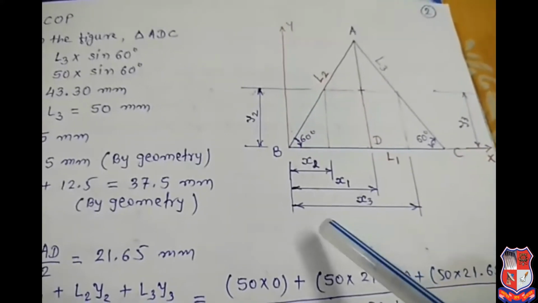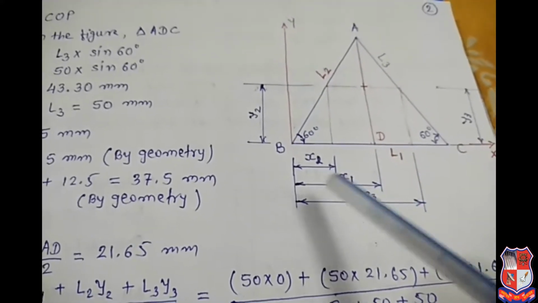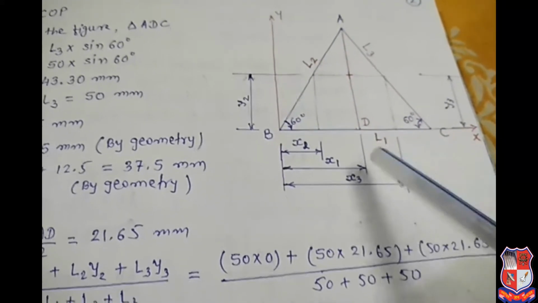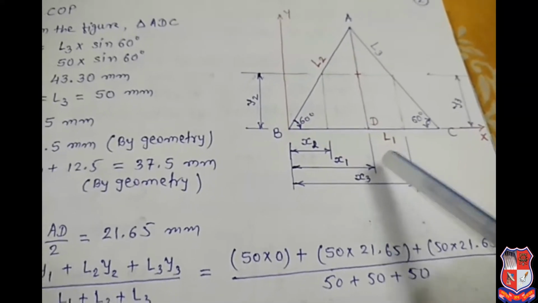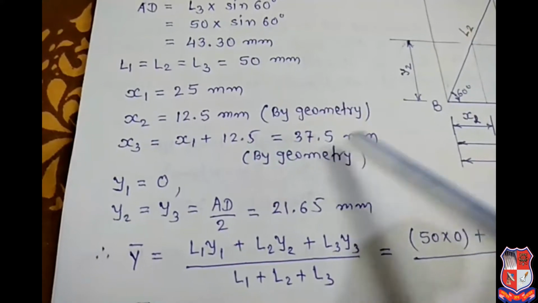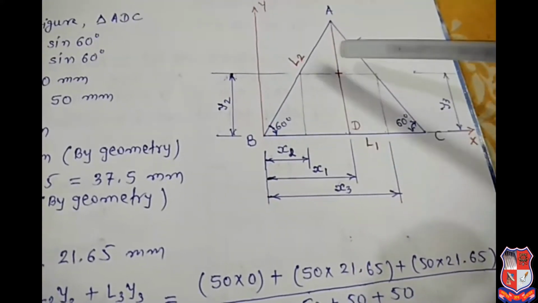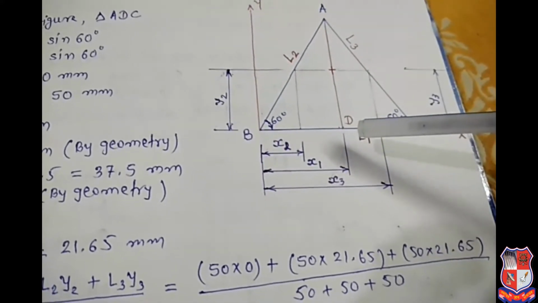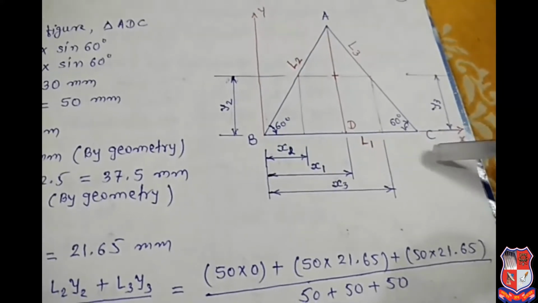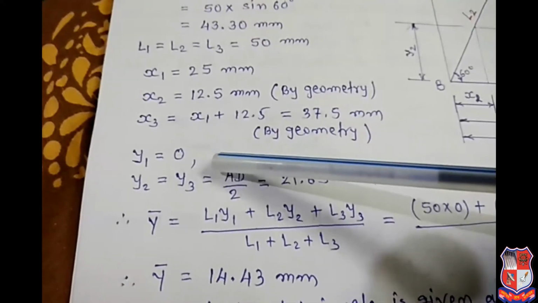Same way, if I want to find out x3, this will come across x1 plus half of this CD. Half of this CD is 12.5. So finally, you can find out x1 plus 12.5 is 37.5 by geometry, right? Now we will find out y1. Y1 is the line center of gravity of the line perimeter L1 from x-axis. So this will be 0. Here y1 is equal to 0.